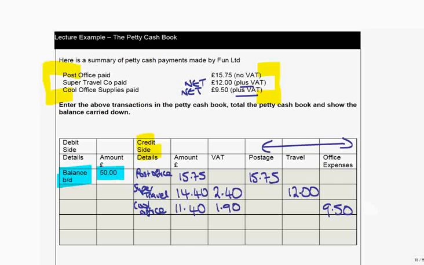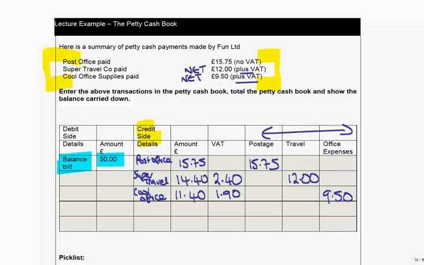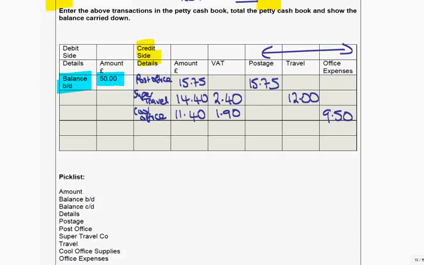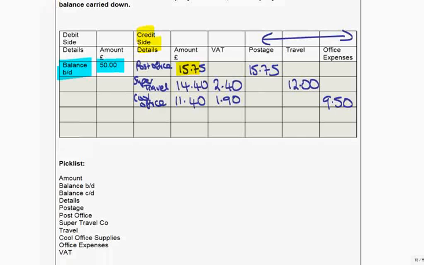Now in the exam you will have to manually type in the actual figures, but when it comes to the details you will find that each of these boxes here, here and here, will have drop down lists attached to them. So you'll be able to move your cursor and then you'll get this pick list which will come up, and then you just click on the thing that you want.